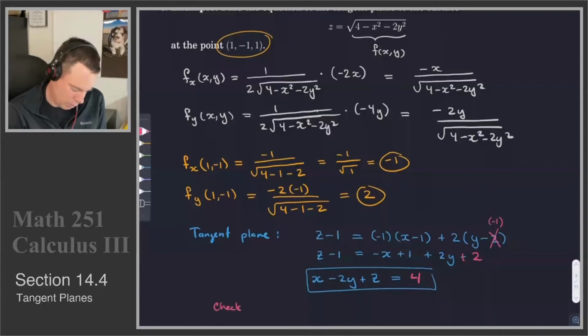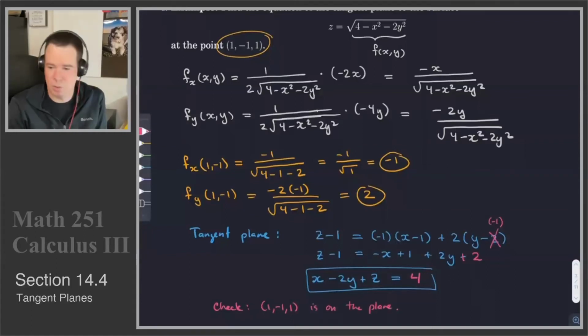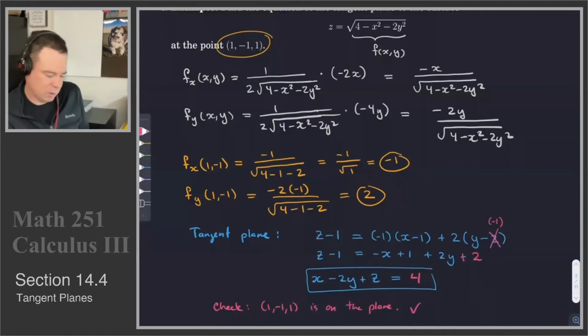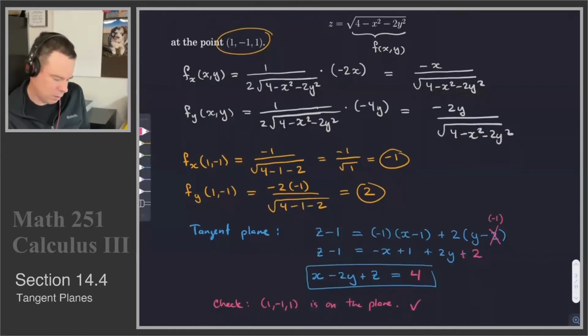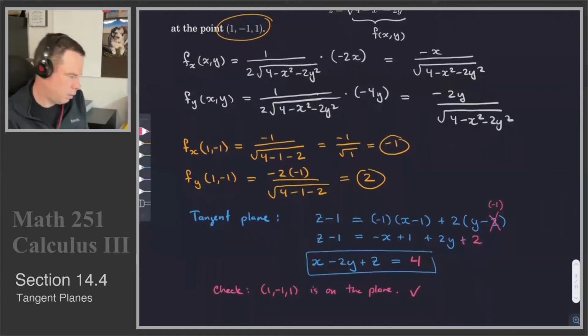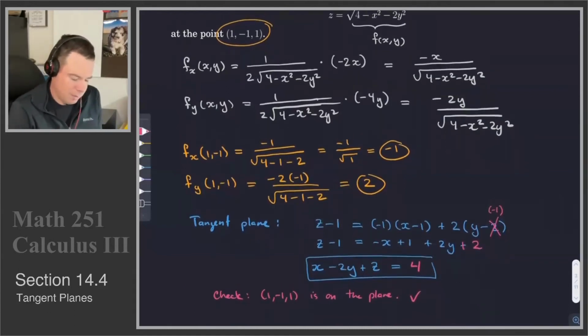And we would check that 1, negative 1, 1 is on the plane. So we just substituted in 1, negative 1, 1. So that becomes a 1 plus a 2 plus a 1 is a 4. And so good, it is a point on the plane. So we can do those quick double checks to make sure we didn't make any calculational errors. All right, so that's tangent planes.